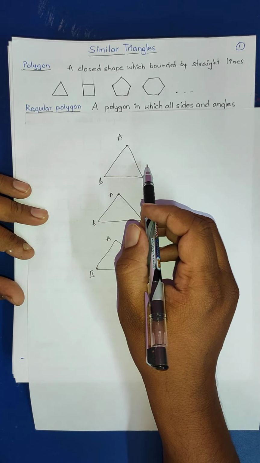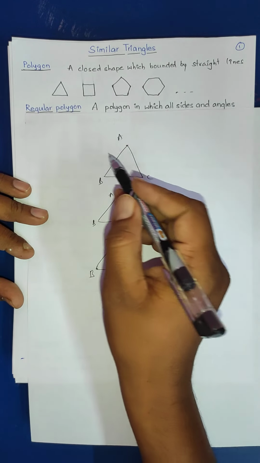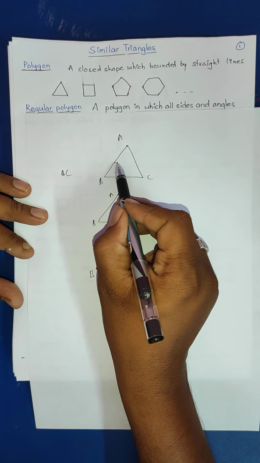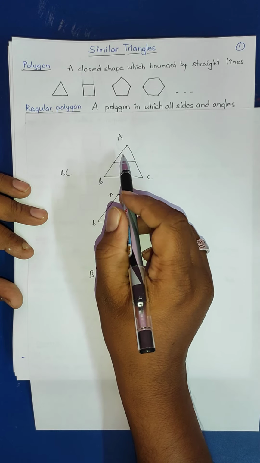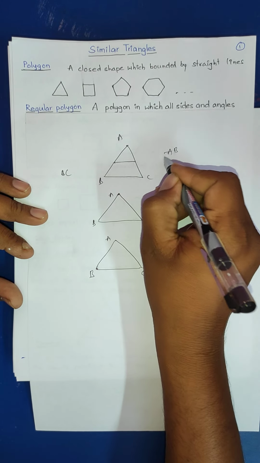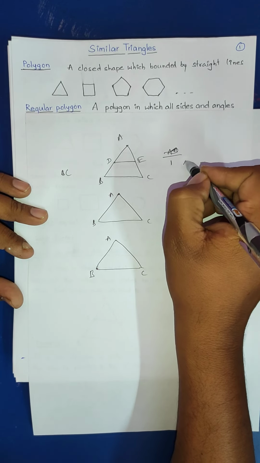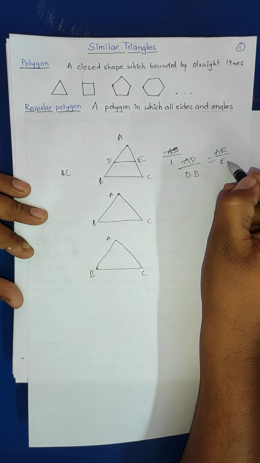If you draw a line parallel to any side of the triangle, here I am taking BC, this parallel line intersects the other two sides at two different points. Then the line divides the remaining two sides in the same ratio. In triangle ABC with line DE, AD by DB is equal to AE by EC.